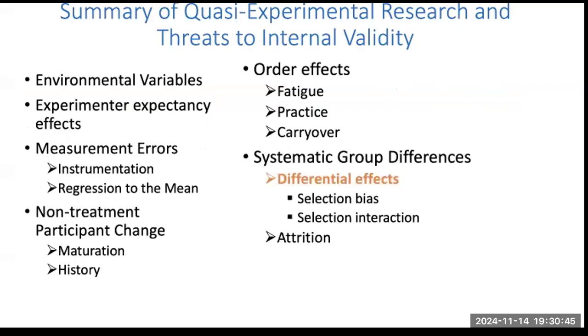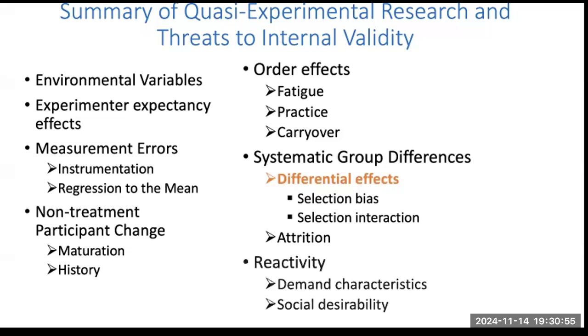We have these systematic group differences, right? We have these differential effects that are happening because of maybe selection bias or that interaction between not being able to randomly assign people and the other threats to internal validity. And then you have reactivity. So reactivity is when people know that they're being studied and it changes the way they respond.